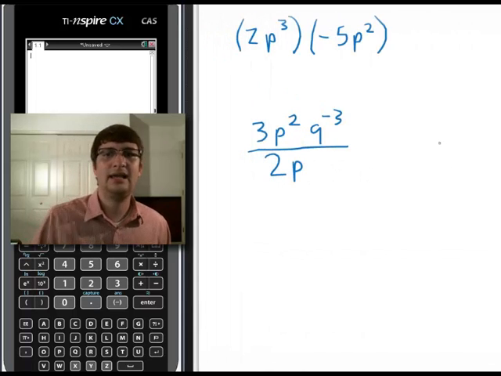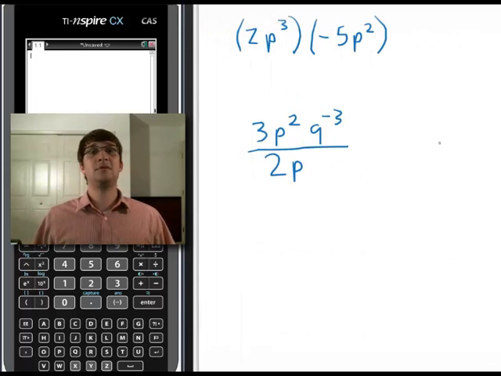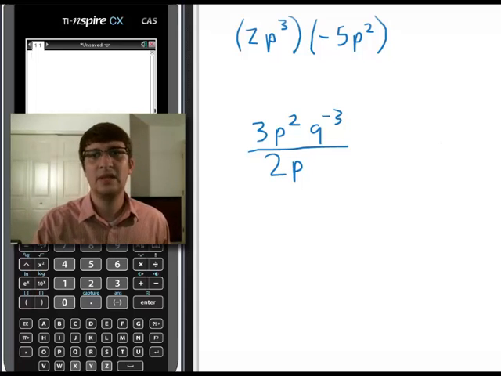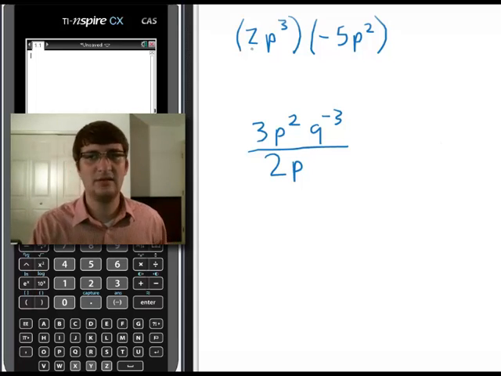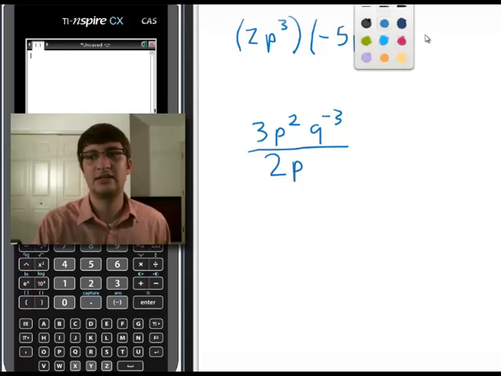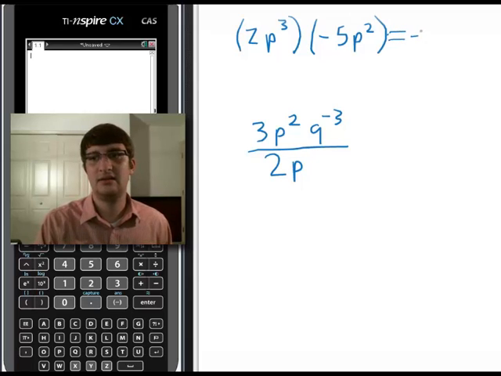Next, let's look at a little bit more complicated problem. So now we're going to start multiplying these polynomials together, okay? So for this first one, when you multiply these two terms together, make sure you start by multiplying just the leading coefficients together first. So the 2 times the negative 5. So that's going to give us, oopsies, negative 10.